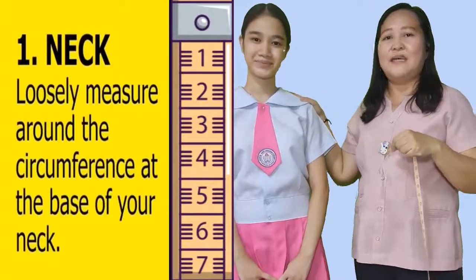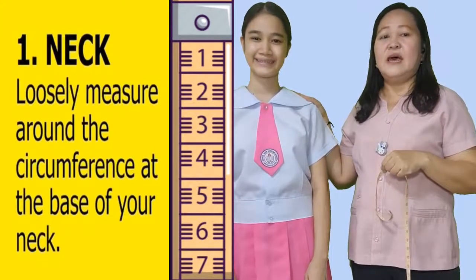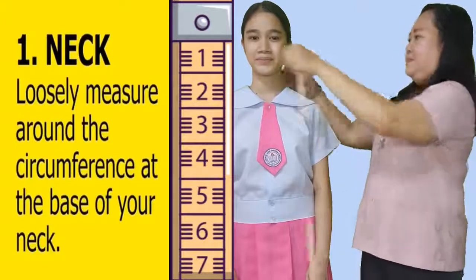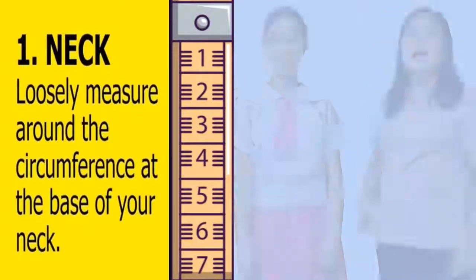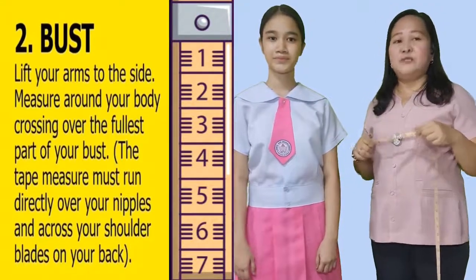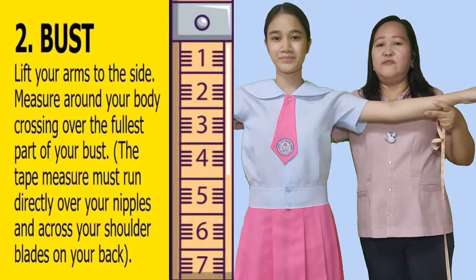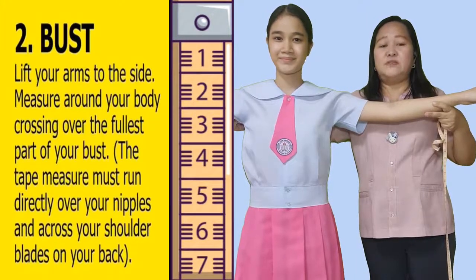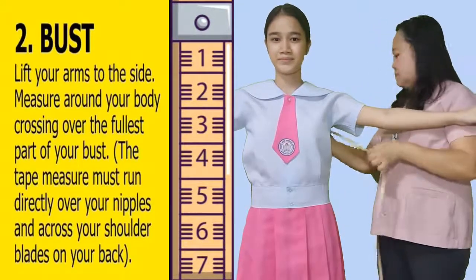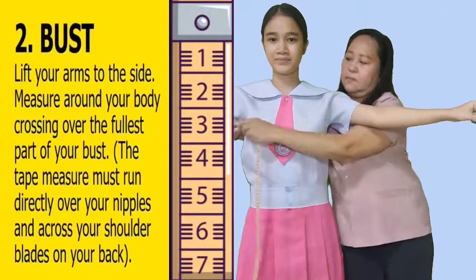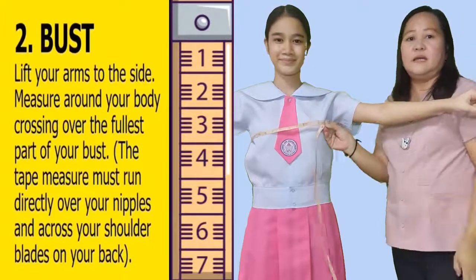Using a tape measure, we are going to measure the body parts on our lesson today. We have right side here as our model. First body part, neck. Loosely measure around the circumference at the base of the neck. Here. Like so. Next is the bust. Lift the arms to the side. Like this. Measure around your body, crossing over the fullest part of the bust. The tape measure must run directly over the nipples and across the shoulder blades on the back. Like this. This is the measurement for bust.